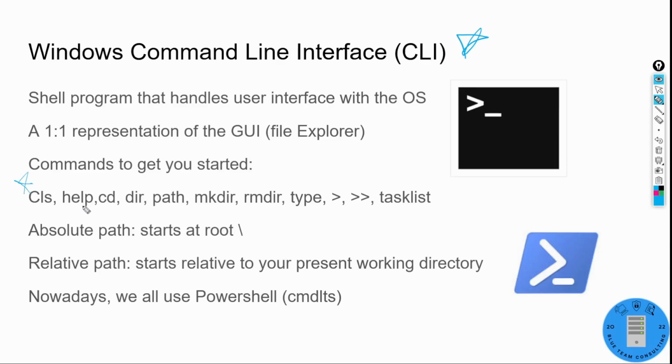CLS would clear your screen, help would bring up the help menu, or if you type in a command followed by help, it will give you help on how to execute that command. CD is change directory, so move from folder to folder. Dir is display the contents of the directory that you're currently at, so show the files within this folder. Maybe there's folders within folders. Path, make a directory, remove a directory, type, and then append or overwrite, and then tasklist to show the running processes on your Windows computer.